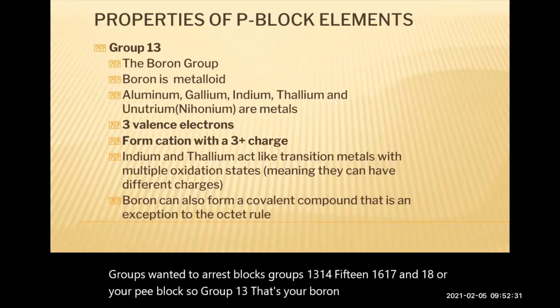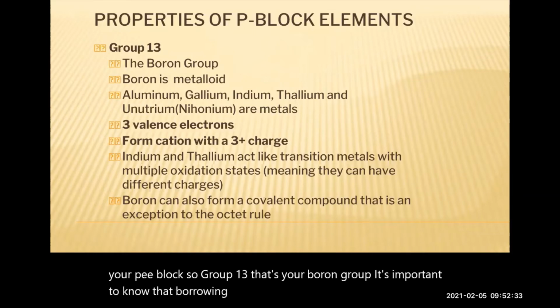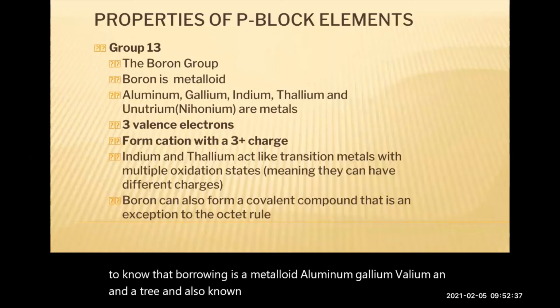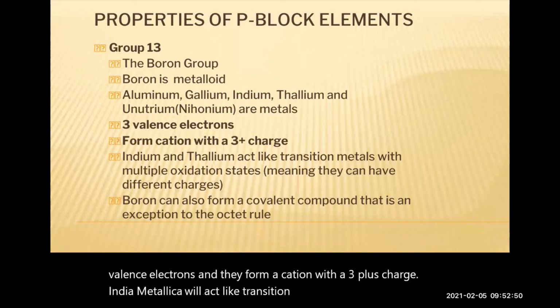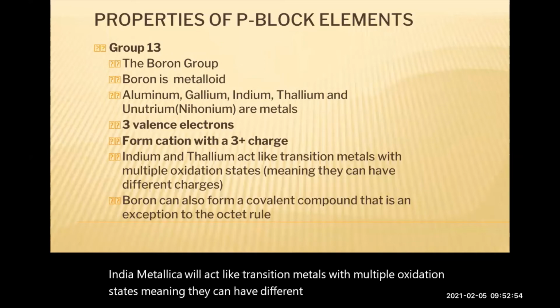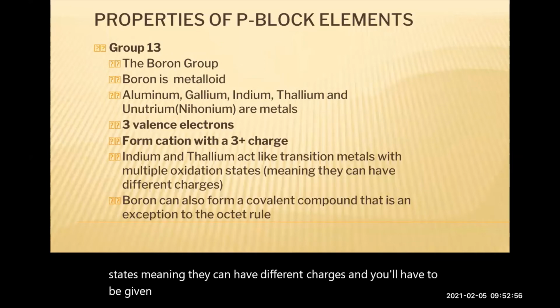It's important to know that boron is a metalloid. Aluminum, gallium, thallium, and yttrium, also known as niobium, are metals. They have 3 valence electrons, and they form a cation with a 3+ charge. Indium and thallium will act like transition metals with multiple oxidation states, meaning they can have different charges, and you'll have to be given those charges. Boron can also form a covalent compound. That is the exception to the octet rule.